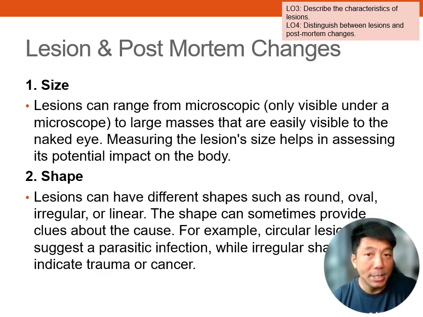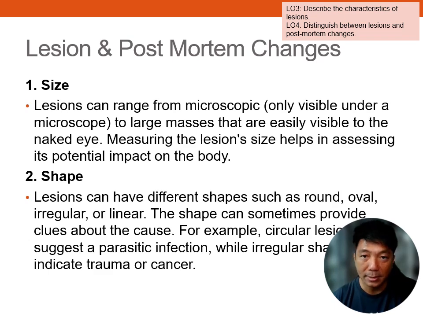When assessing a lesion, several characteristics should be considered. First, the size of the lesion, whether it's microscopic or large, can indicate the severity of the condition. Second, the shape can provide diagnostic clues. For example, a circular lesion might suggest a parasitic infection, while an irregularly shaped lesion could indicate trauma or cancer.